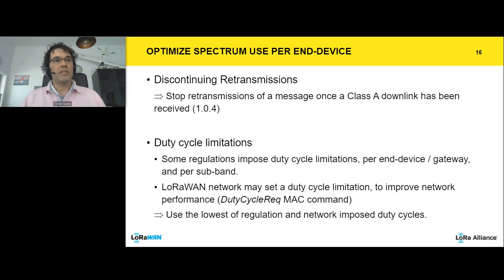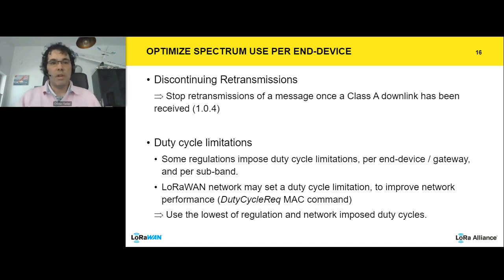The second thing is duty cycle limitation. So regulation, which is not what LoRaWAN is about. LoRaWAN is adapting to regulation, is not enforcing regulation, of course. But regulation sometimes imposes duty cycle limitations, typically in Europe, and that's per end device or gateway and per subband when this happens. And on top of that, LoRaWAN may add duty cycle limitation to improve the network performance mainly.